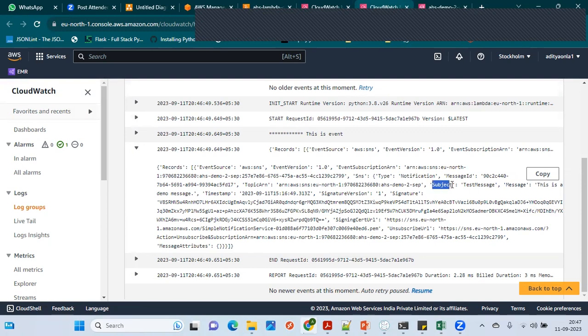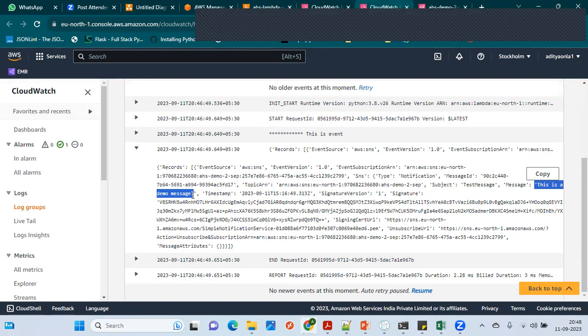So the subject of our message was test subject, and the body of the message was this is a demo message, right? This is what we have sent in real time, and this actually got processed in real time, right? So this is one basic, simplest example of a real-time data engineering pipeline. I know this is not the complete example of a data engineering pipeline, but just to showcase the capabilities and the power of AWS in a few seconds.